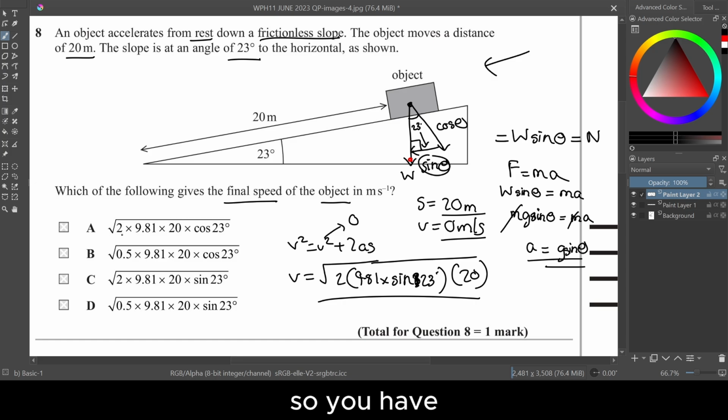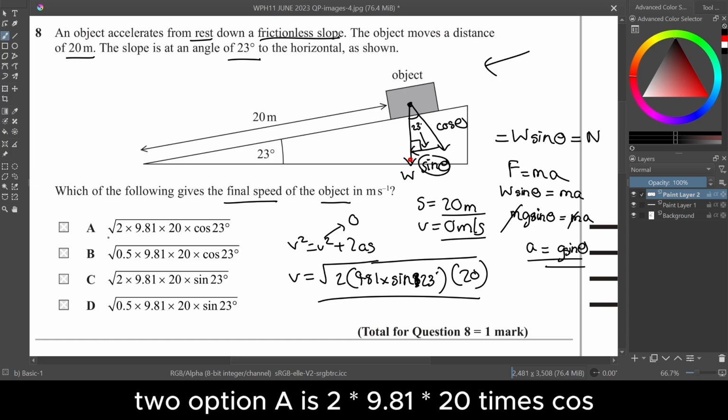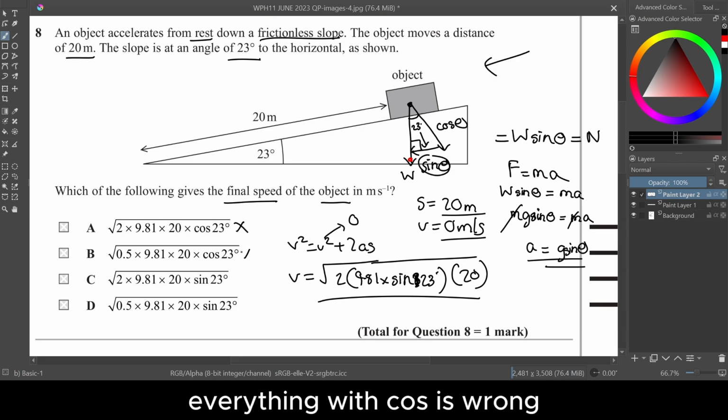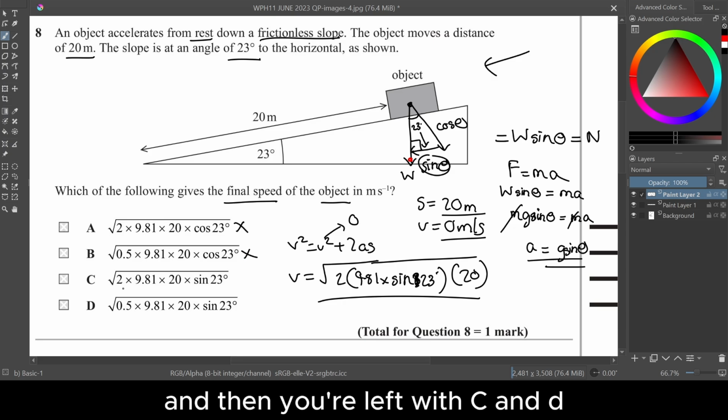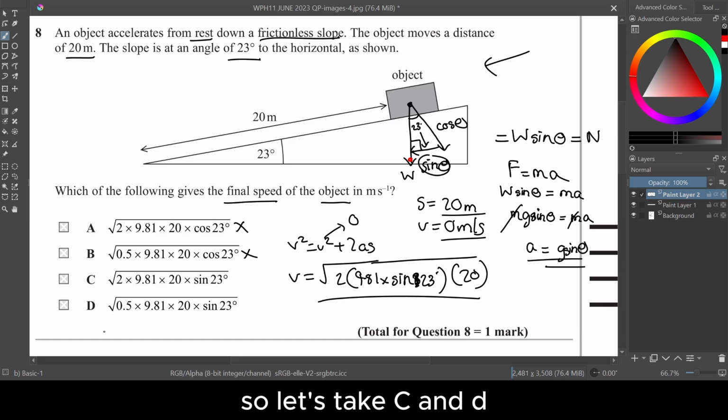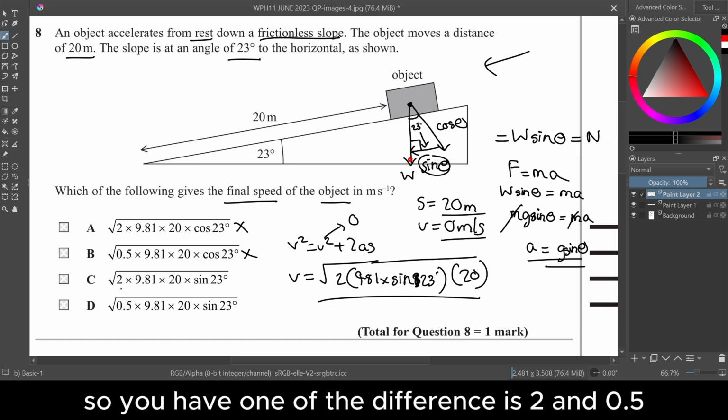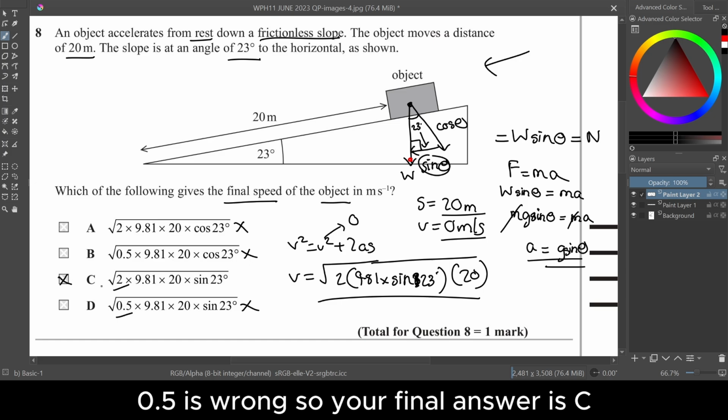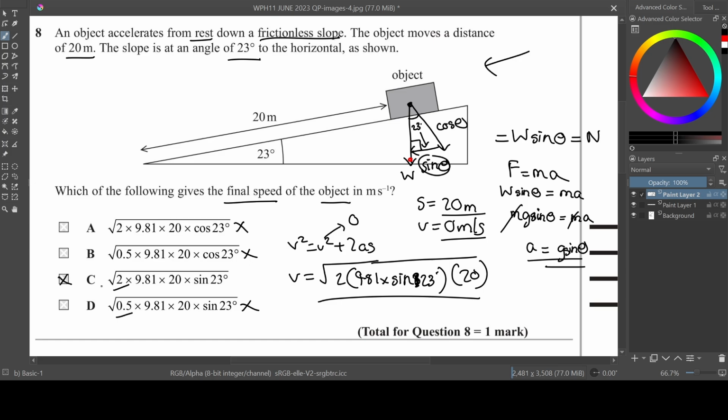Now option A says 2 times 9.81 times 20 times cos. Everything with cos is wrong. And then you're left with C and D. So let's check C and D. One of the differences is 2 and 0.5. 0.5 is wrong. So your final answer is C. Simple as that.